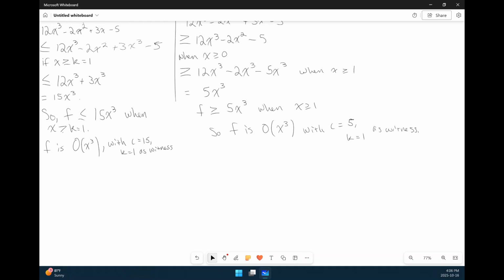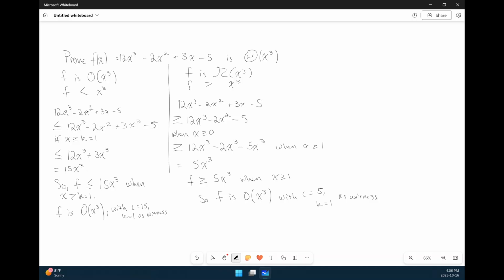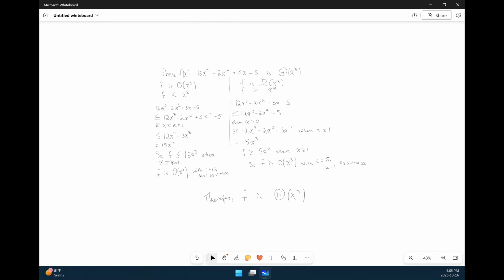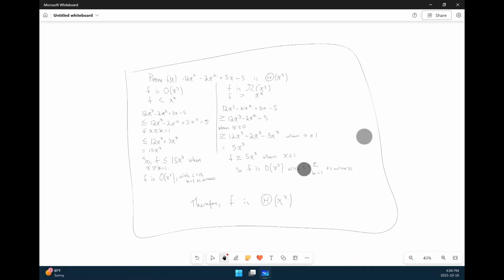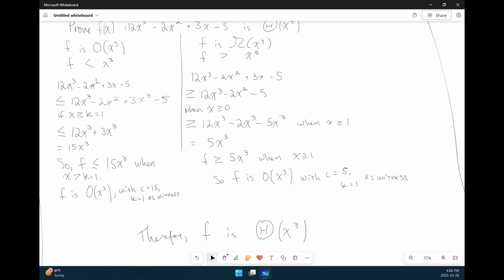And so you have two c's and k's when proving theta. You don't need a separate c and k for theta. The definition of theta is both of these being true. So you need two sets of c and k's. You could just write, therefore, f is theta of x cubed. All right. So yeah, this is it. The algebra shouldn't be too tricky on the exam. We shouldn't have any crazy things there.